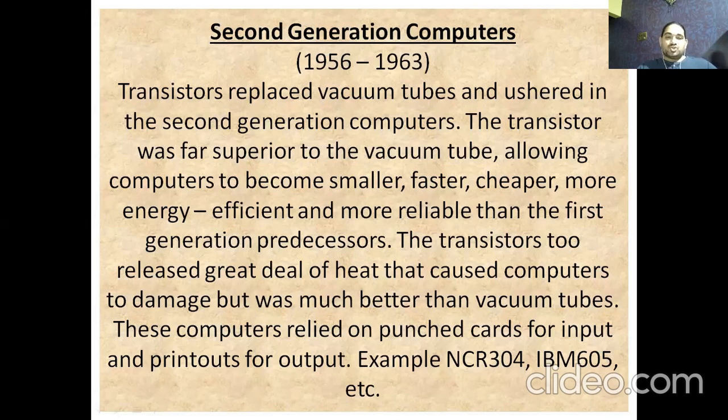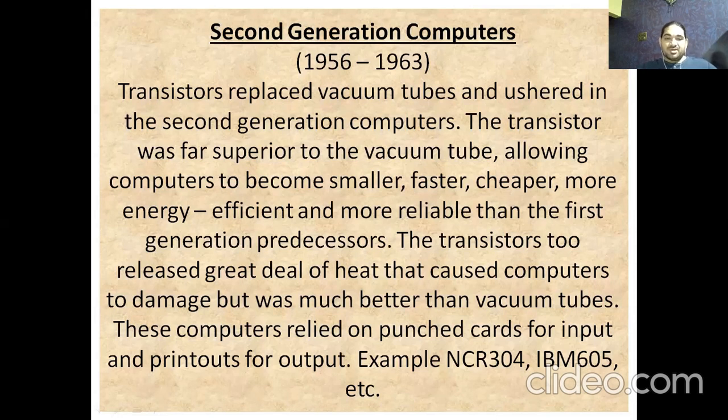The transistors also released a great deal of heat that caused computers to get damaged, but they were much better than vacuum tubes. Compared to vacuum tubes, transistors were able to deal with the heat better, because in the earlier generation, when they started the computers, a lot of heat was generated. So transistors were able to handle the heat better compared to vacuum tubes.